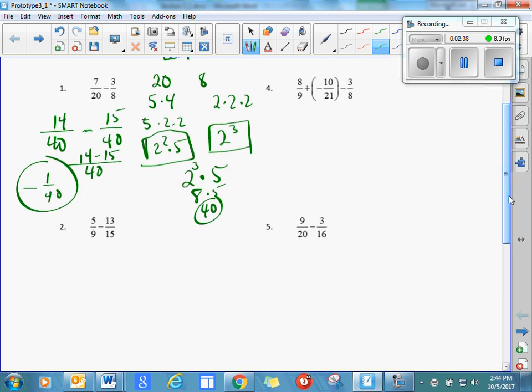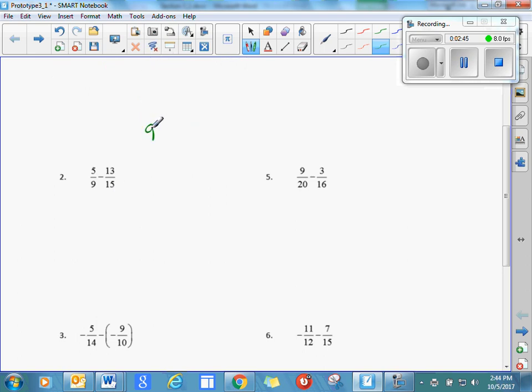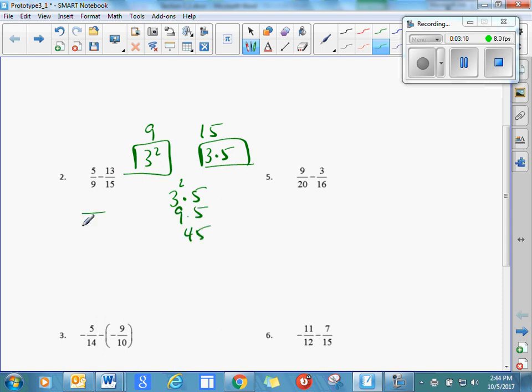Let me do one more, and then I'm going to turn you guys loose on your own to do the rest of the sheet. 9 and 15, I'm going to erase this. 9 and 15, I need an LCM. So 9, prime factorization is 3 squared. 15 is 3 times 5. Again, my LCM is going to be any base I see, written only one time, to the highest exponent. So 9 times 5 is 45. My lowest common denominator between 9 and 15 is 45.